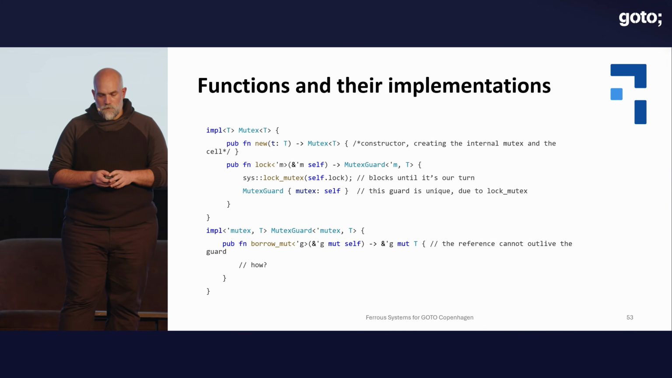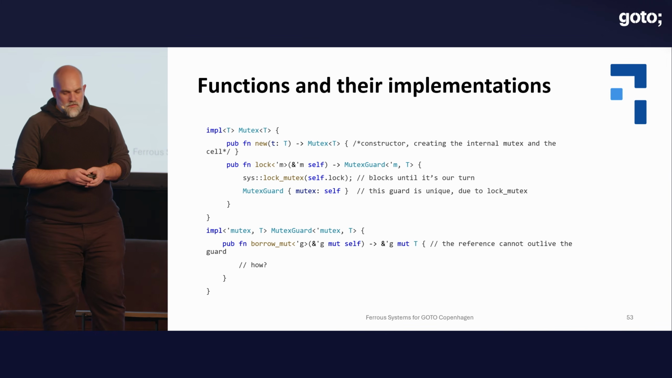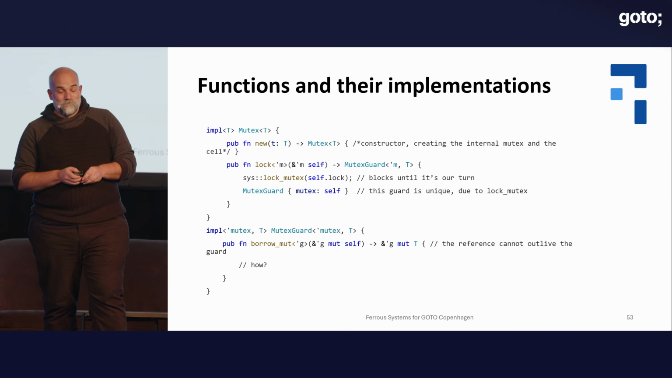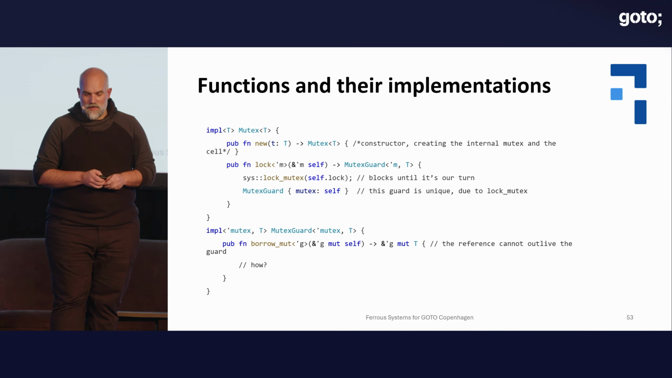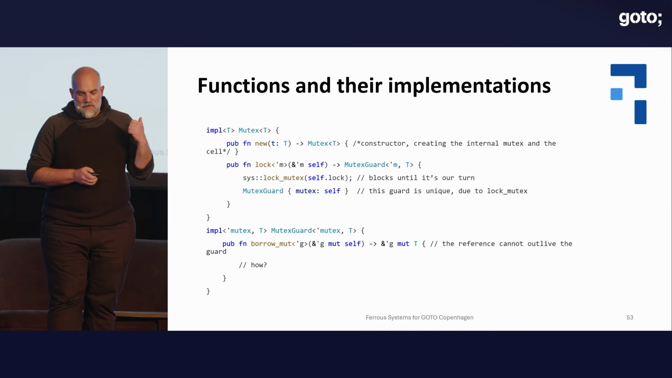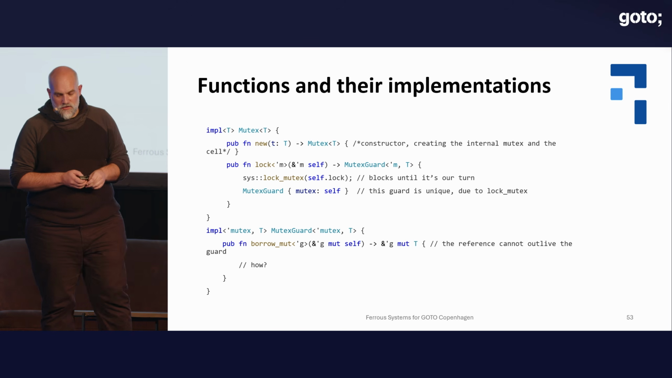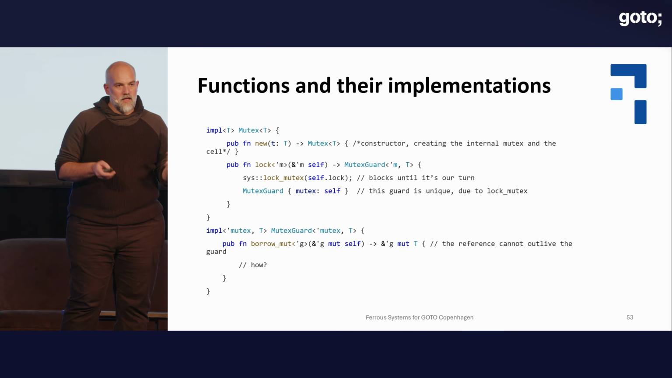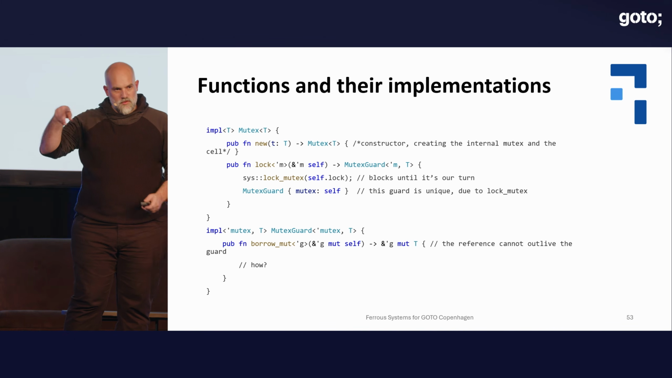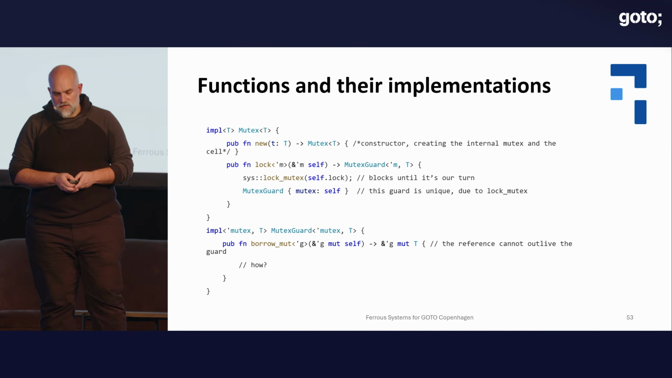So the moment we construct this mutex guard, you see the comment beside it, this guard is unique due to lock mutex. And then we have this function called borrowMut, which then gives us a mutable reference to the inside of data. It is bound. This is what these small markers, tick G, say. The reference being returned by this is bound to the guard. So we have mutex, guard, and then a reference that comes out of it.